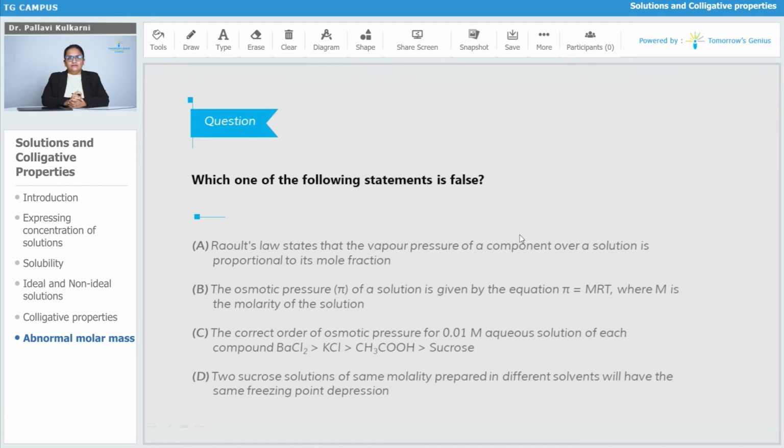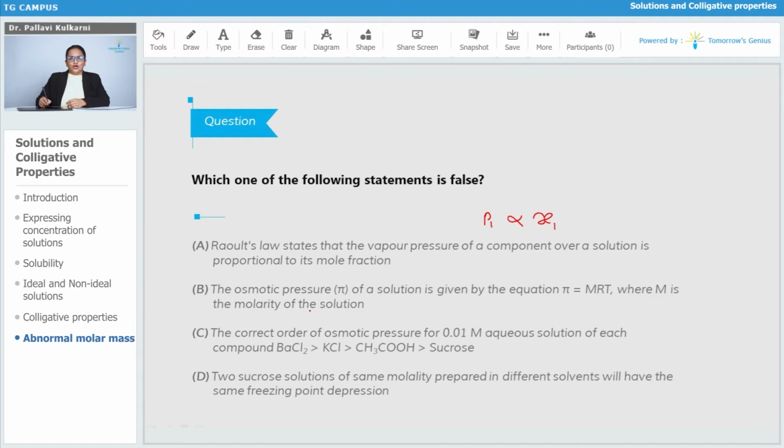Next question. Which one of the following statements is false? First statement, Raoult's law states that the vapor pressure of a component over a solution is proportional to its mole fraction. That is true. We know that the vapor pressure of a component, like P1 for example, is directly proportional to the mole fraction of that component in the solution. So this is a true statement.